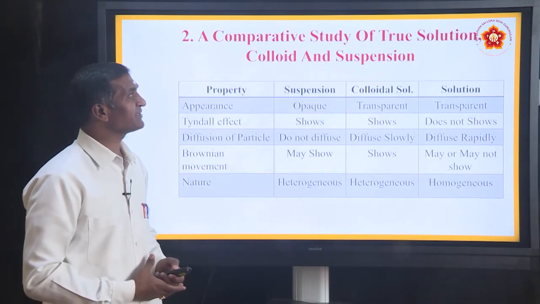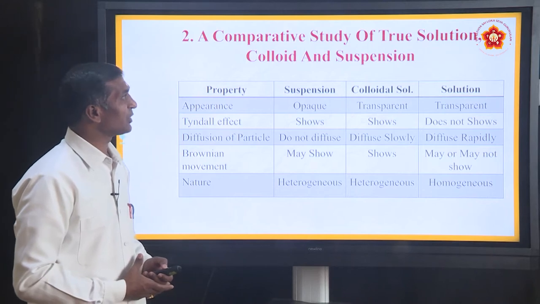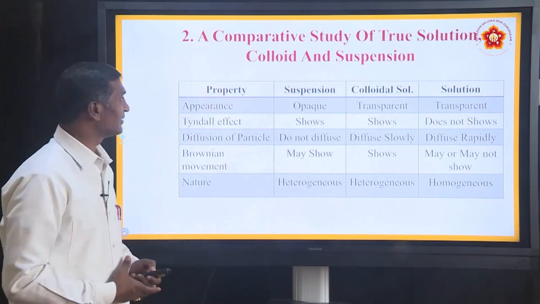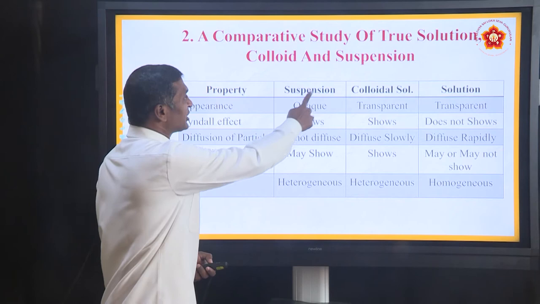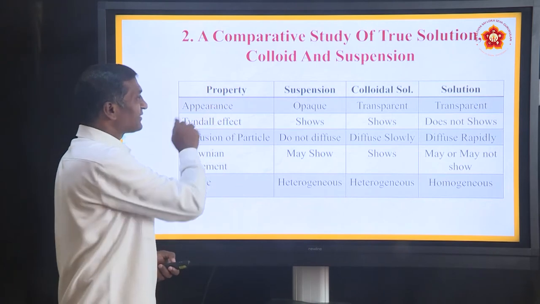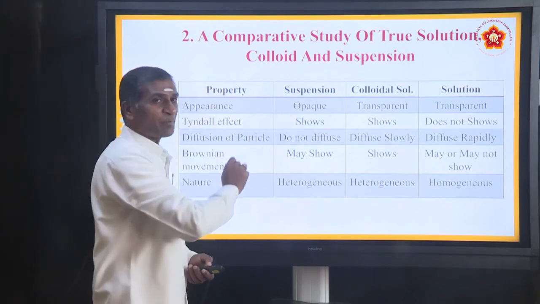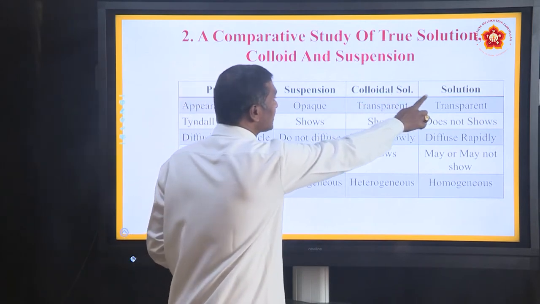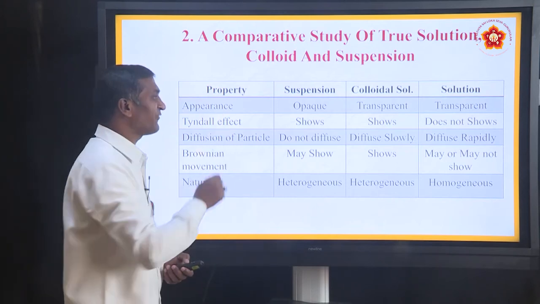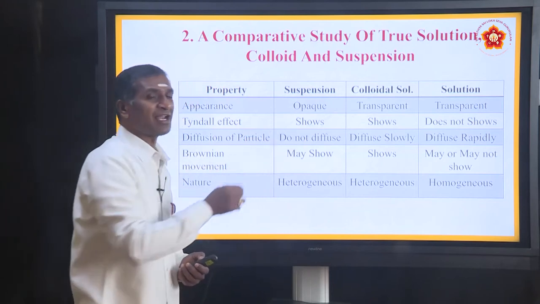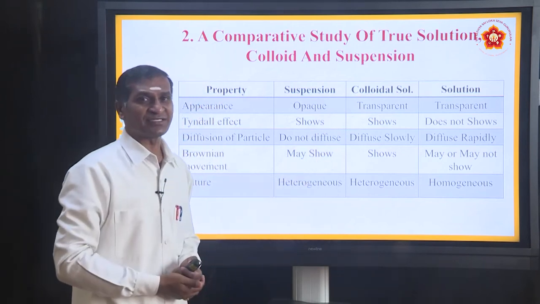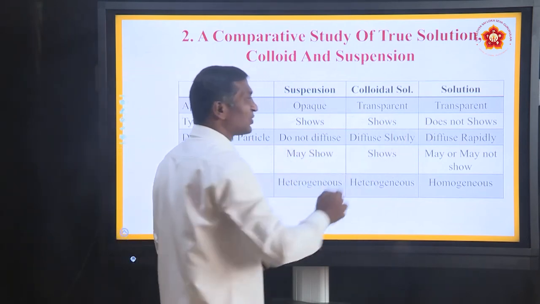A comparative study of true solution, colloid and suspension. How to write the comparative study? The property, suspension, colloidal solution and a true solution. Appearance: suspension, it is opaque, colloid, it is transparent and solution is also transparent in its appearance. Tyndall effect: suspension shows the Tyndall effect. The colloidal solution also shows the Tyndall effect, but the solution does not show.